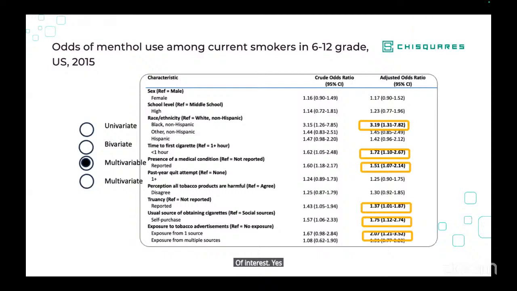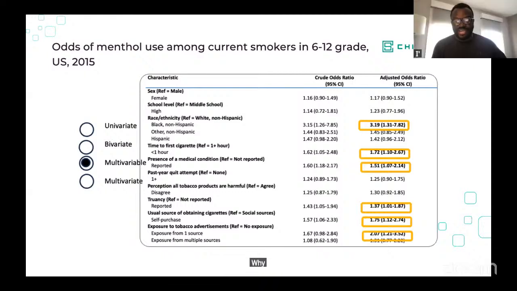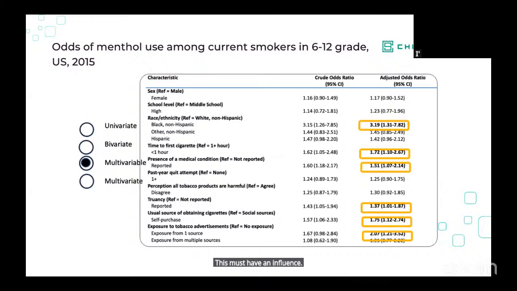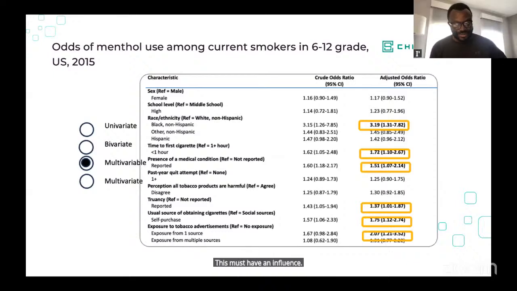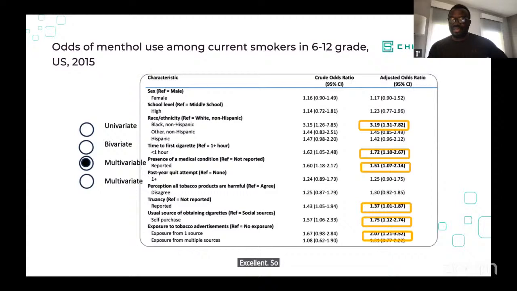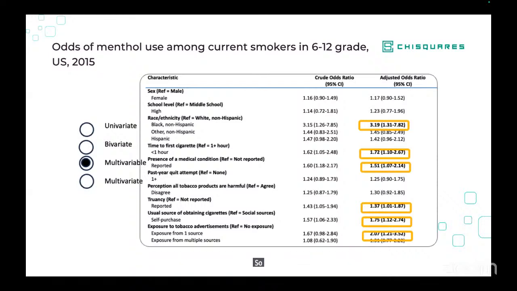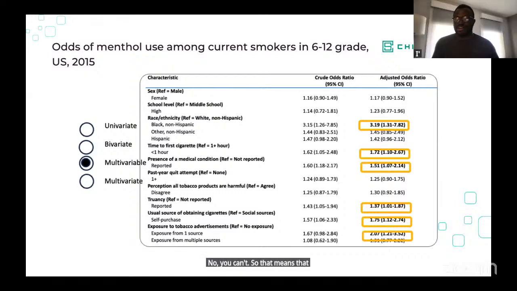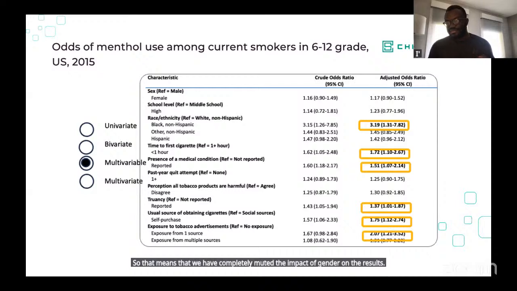Yes or no? No. Why? For something to be a variable, it must do what? It must have an influence. Okay. Listen carefully to the words. For something to be a variable, it must what? It must vary. Excellent. So if we hold everybody as male, it means that gender is no longer what? A variable. So if it's not a variable, can it influence the result? No, it can't. So that means that when we hold gender constant and everybody is male, the gender can no longer influence our result. So we have completely muted the impact of gender on the result. Does that make sense? Yes, sir.